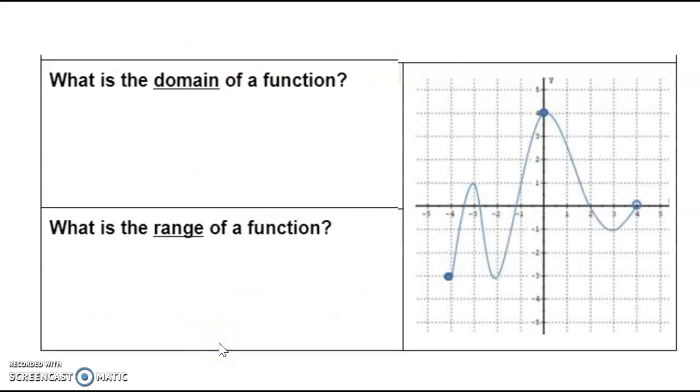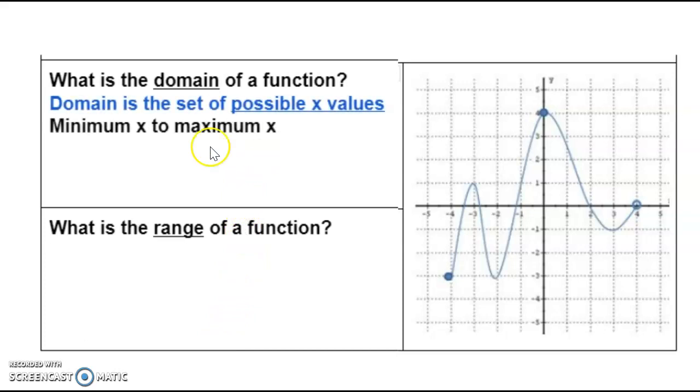Then we went on to domain and range. So what is the domain of a function? Domain is simply the set of all possible x values, or instead of x, we can think of it as input values. Because remember, x is the input, output is the y-axis. That's what we got from the graphing stories and many other exercises that we did. And we need to look at the minimum of x to the maximum of x.